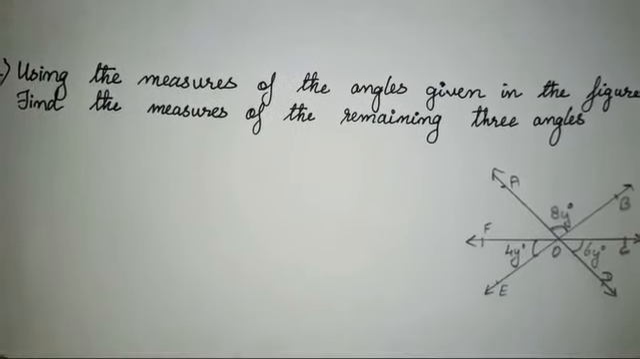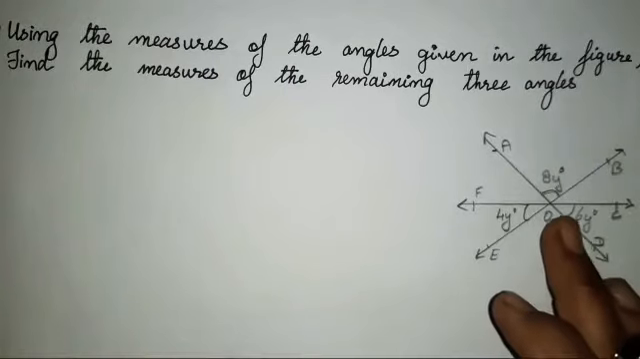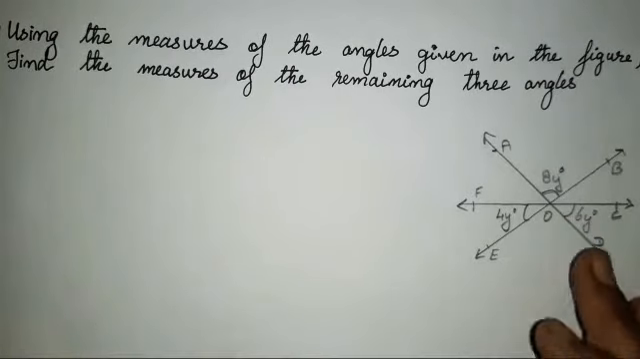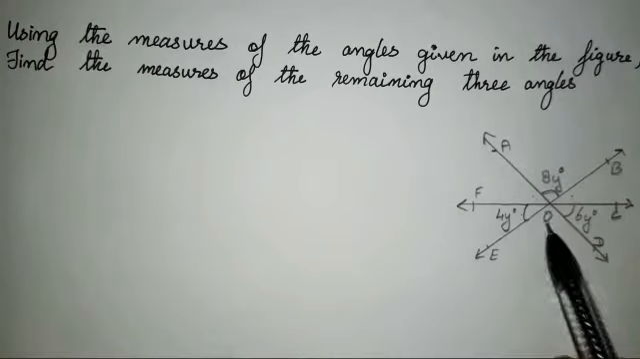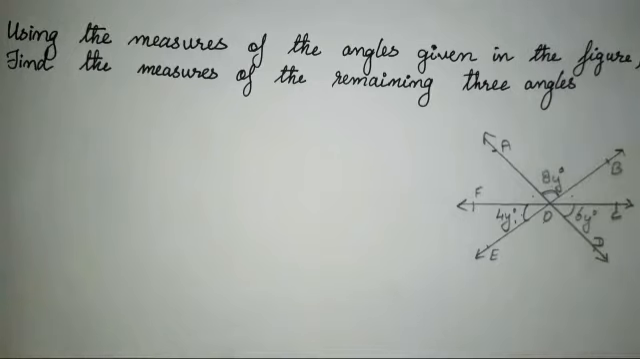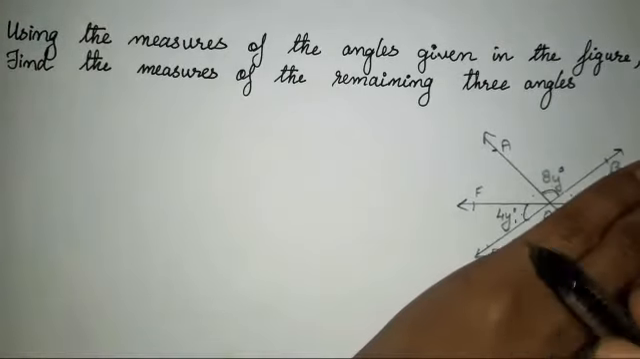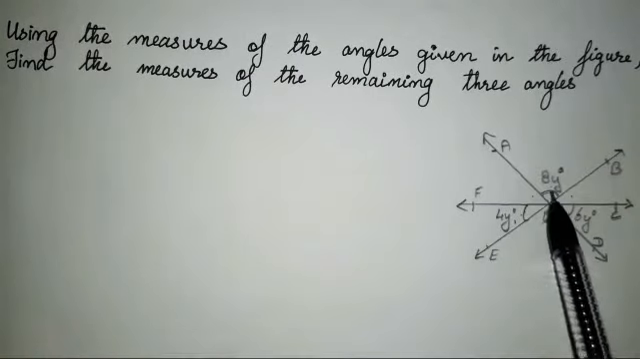Okay, now let's move on to the next question, which is: using the measures of the angles given in the figure, find the measures of the remaining 3 angles. तो 3 दिए हुए हैं, 3 we have to find. Alright, we have been given 3 angles, 3 we need to find. So over here, straight angle and vertically opposite angles we have to use. Straight angle मतलब ये वाला angle. Okay, so the straight angle we have to use, and vertically opposite मतलब this.